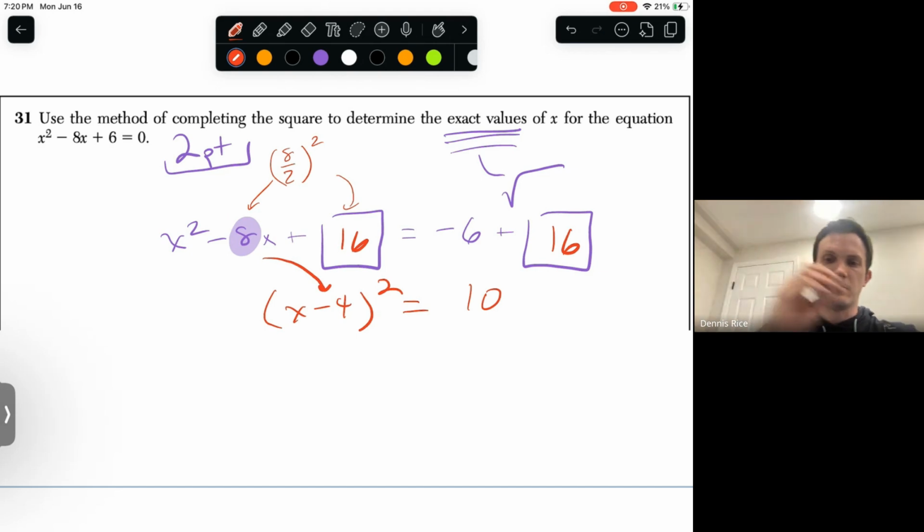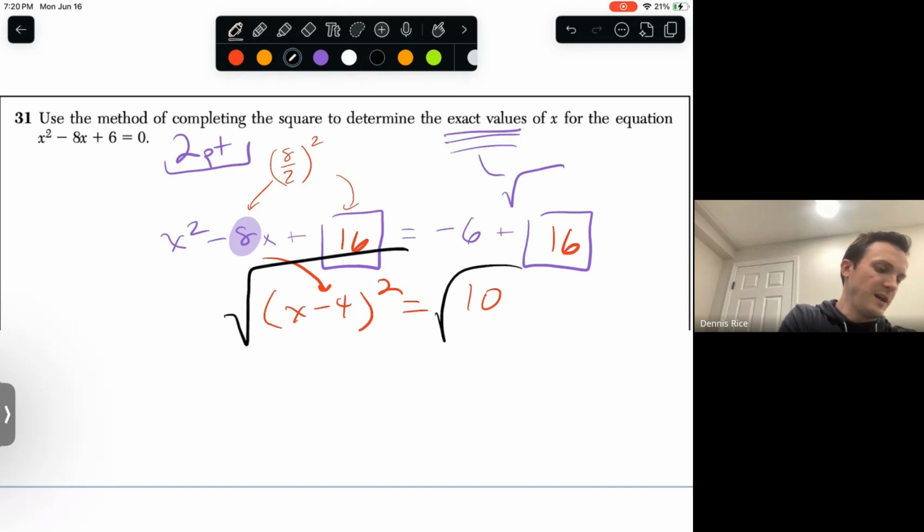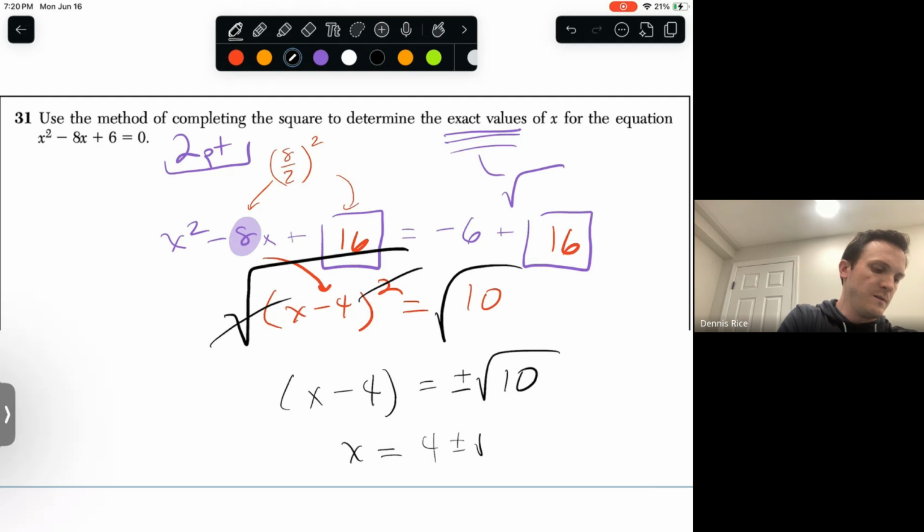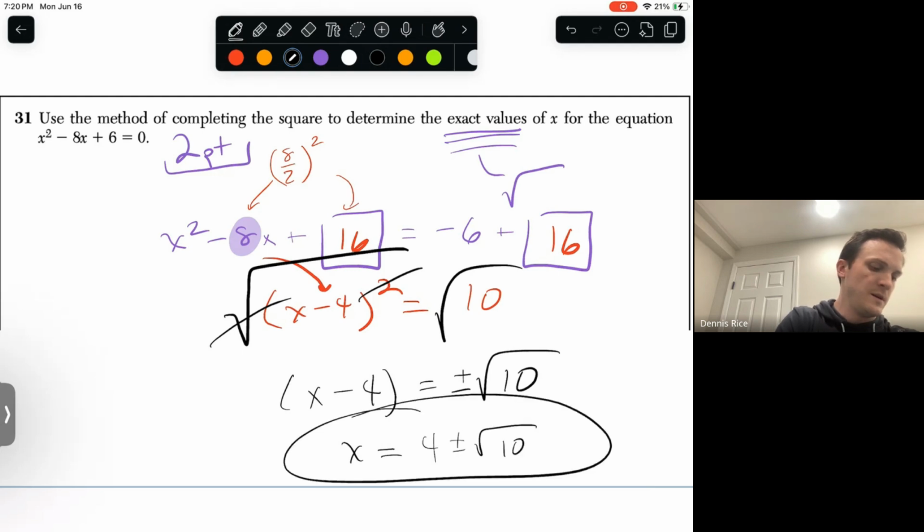Take the square root. That's what that says. Take the square root. Okay, taking the square root will cancel out the square. Square root of 10, I'm going to put plus minus so I don't forget. And last thing, I'm just going to move the 4 over. 10 can't be simplified. Technically, it doesn't say simplest radical form, so if it did simplify, I guess you wouldn't need to. Exact values, again, just mean leave it as a radical.